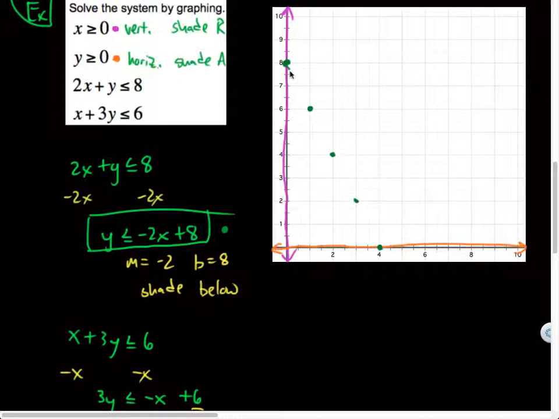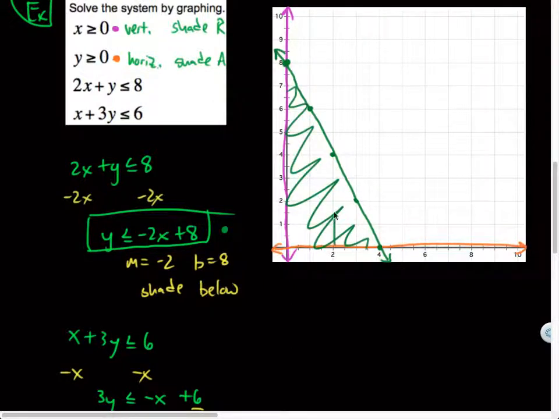And this is solid. Something like that. And like that. And this one's shaded below. So far, what does our common shaded region look like between these three? Yeah, it's like just this triangle here, right? It's above this one, it's to the right of that one, and it's underneath this one, right? Something to that effect. So let's graph our last line.